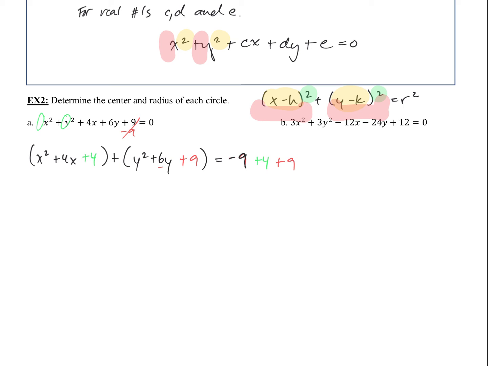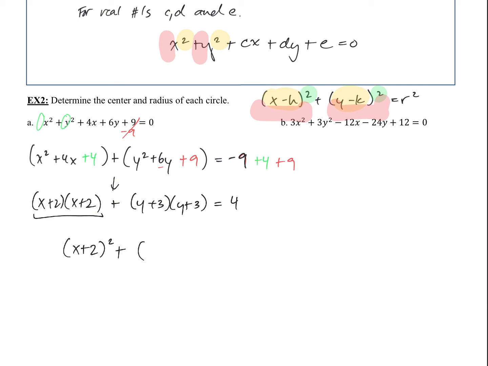Okay, so when we do that, these perfect trinomials factor into x plus 2 times x plus 2. Bring down that plus. y plus 3 times y plus 3 equals, and then negative 9 plus 4 plus 9 is going to be 4. And now I can rewrite these, since these guys are identical, as x plus 2 squared, plus y plus 3 squared equals 4. And what do you know? What format is this in? This is in the center radius form, right here. Super awesome.